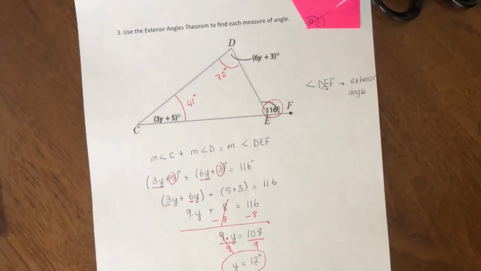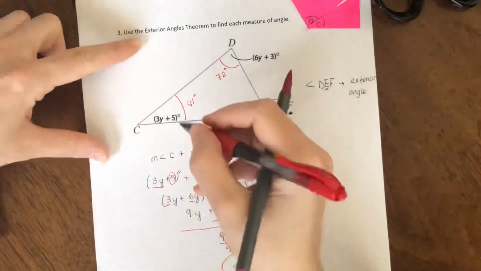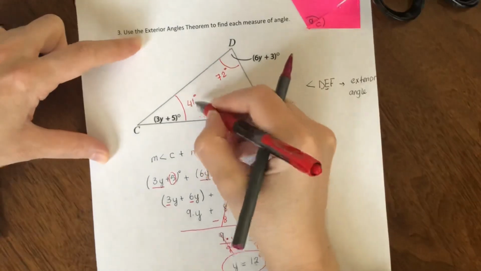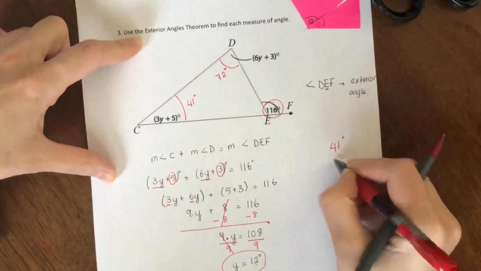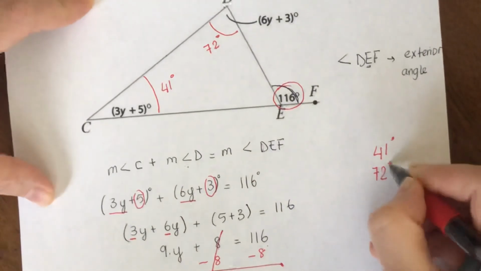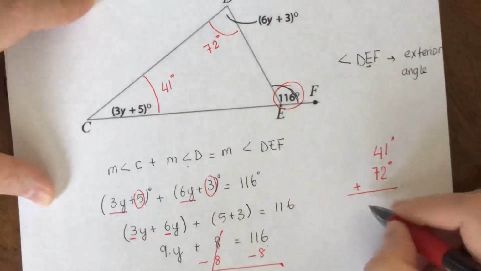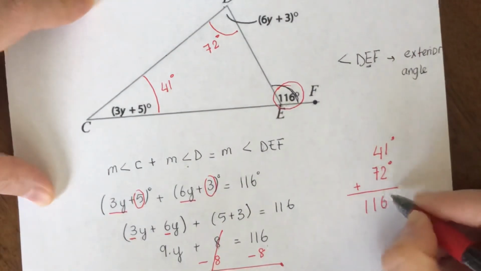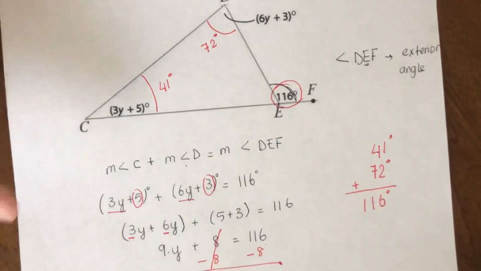Let's check if these values verify the exterior angle theorem. The sum of the remote interior angles, which is 41 and 75, when you add them, you will get 116, which is your exterior angle, right?